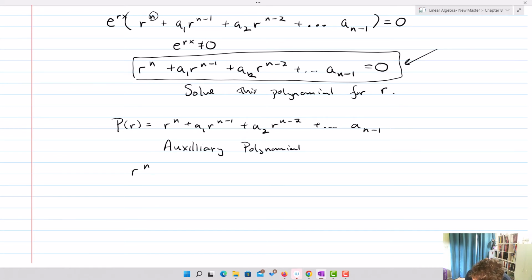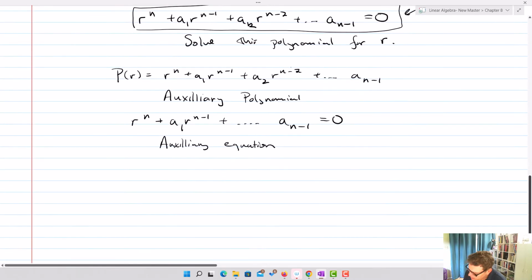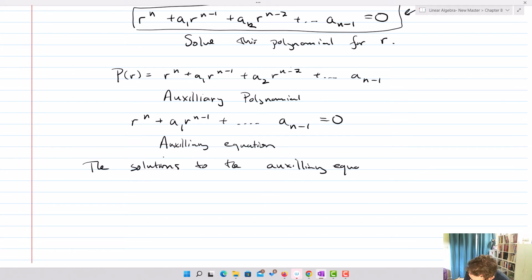And the equation r to the n plus a1 r to the n minus 1 plus, and then go all the way down to a sub n minus 1, set equal to 0, the one that we're solving, is called the auxiliary equation. Okay? And so what we have here then is the auxiliary equation. The solutions to the auxiliary equation are going to be, we'll call them r1, r2, all the way down to r sub n, because the power of r is the nth power, right?